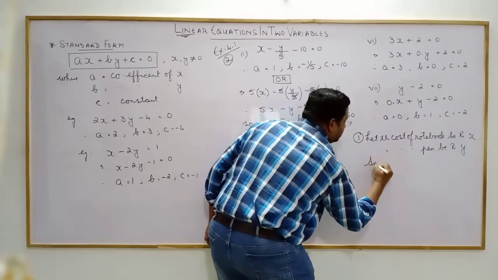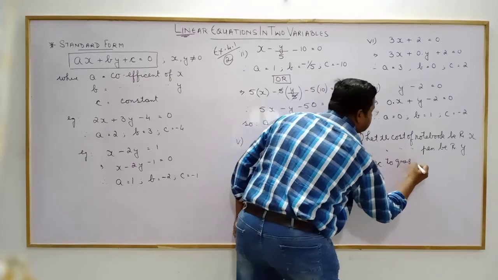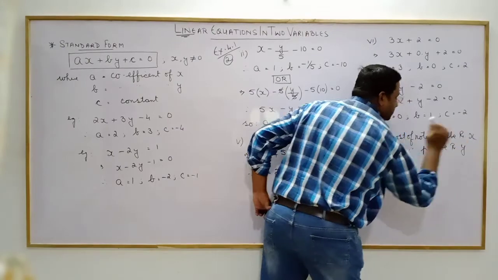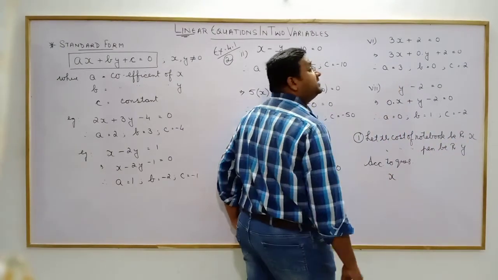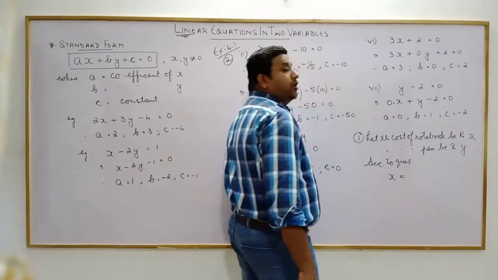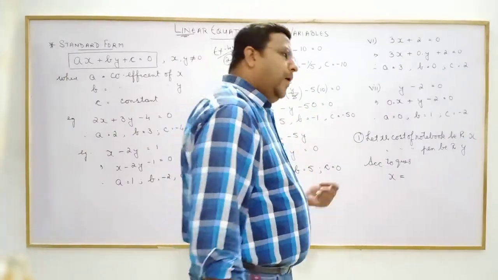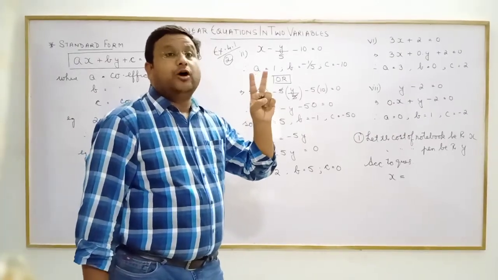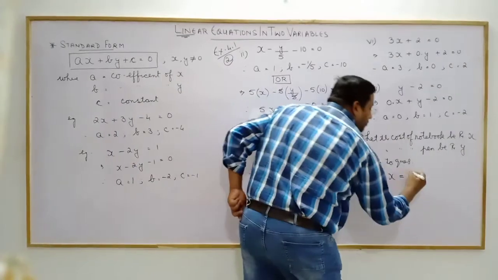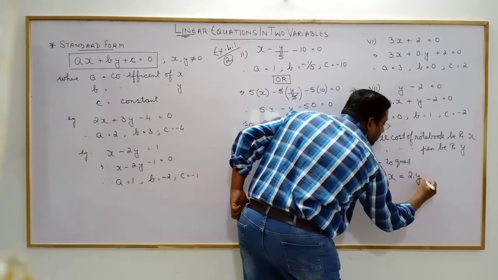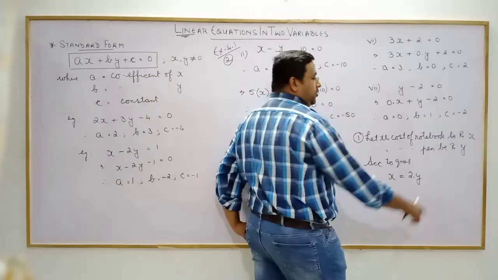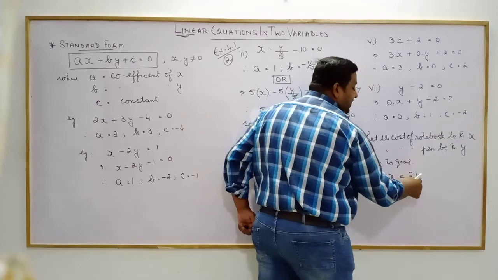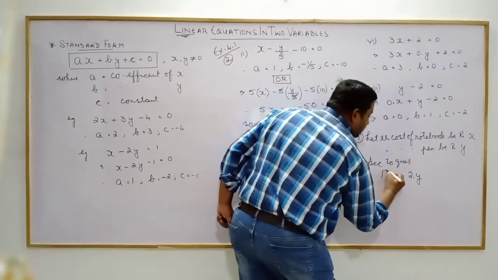Now read it according to the question. Very simple statement. The cost of the notebook, which is x, is equal to twice the cost of a pen. Twice, 2 times, 3 times means multiplication. How many times? 2 times. The cost of the notebook is more, the cost of the pen is less. The cost of notebook is twice that of the pen. So this is the linear equation in two variables.